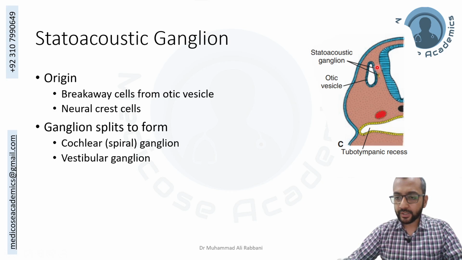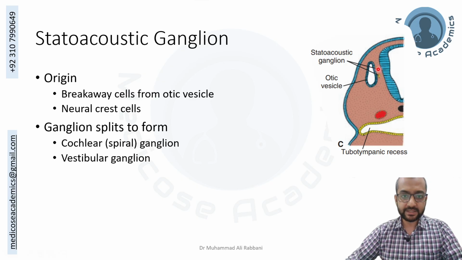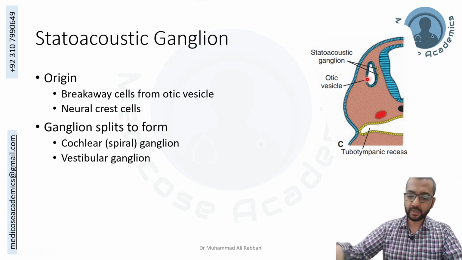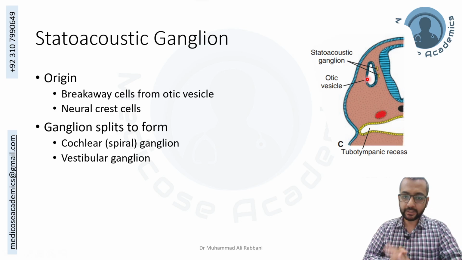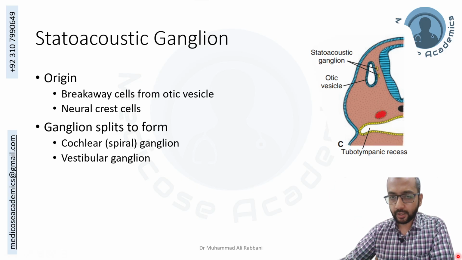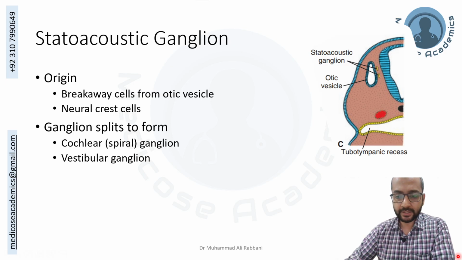This leaves us with the last component that was formed by the otocyst, and this is the statoacoustic or vestibulocochlear ganglion. These are the cells that are made by breaking away from this otic vesicle, and their formation and patterning is very much influenced by the neural crest cells. This ganglion further splits to form two further ganglia: the cochlear ganglion that goes inside the modiolus and develops in the pillar in the center of the cochlear turns, and the vestibular ganglion that is present in the vestibular portion of the bony labyrinth near the utricle and saccule.